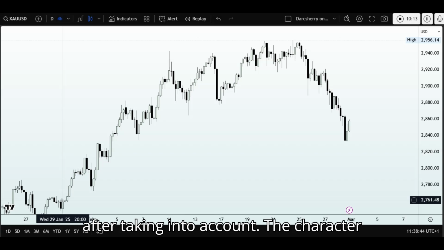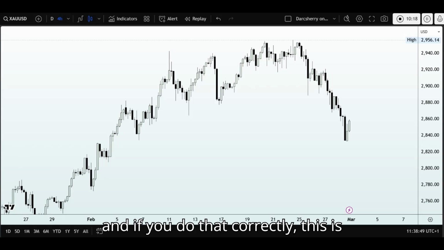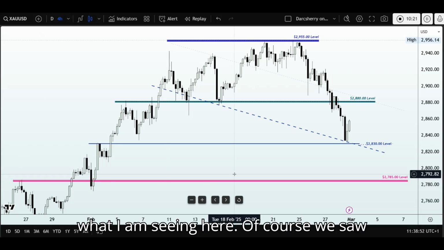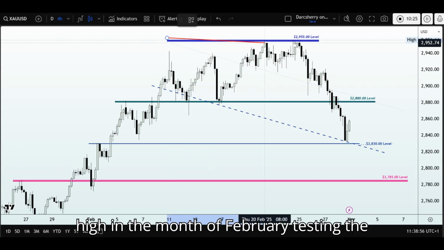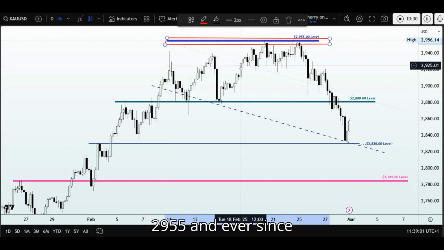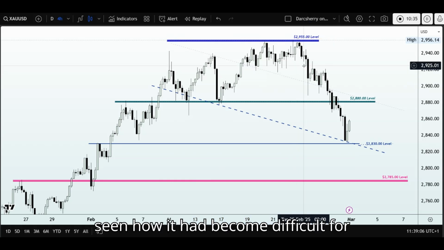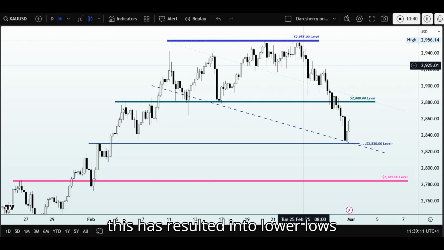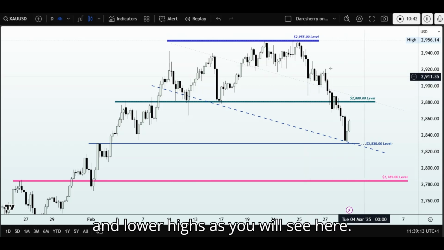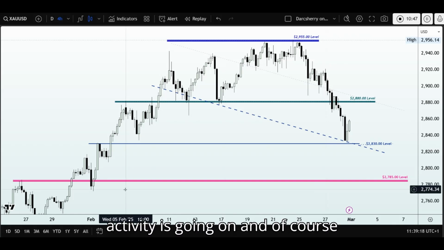So scaling down into the 4 hours time frame, this was what I was able to come up with after taking into account the character of price action in the last 4 weeks. And if you do that correctly, this is what I am seeing here. Of course, we saw price action hit a record high in the month of February, testing the 2,955. And ever since price tested this zone, we have seen how it had become difficult for buyers to break through the structure. And this has resulted in lower lows and lower highs, as you will see here, showing signs that profit taking activity is going on.